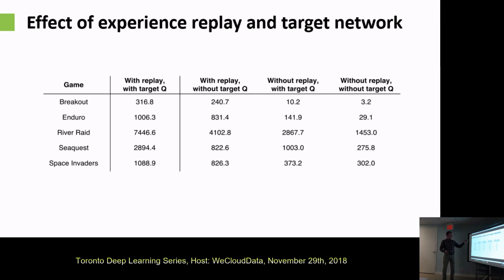Gotcha. So this is a table that they have where they switched off both experience replay and this second network and showed how that affects performance. They did it on a few games, and these are the scores that they achieved with both experience replay and the target network. This is where they switched off the target network, they switched off the experience replay, and they switched off both. What they show here is that performance goes down on all of these games.